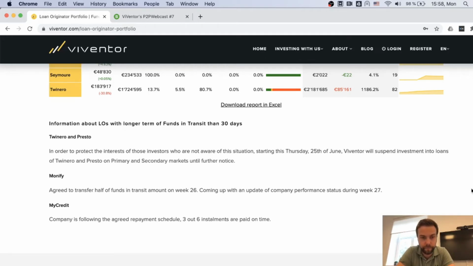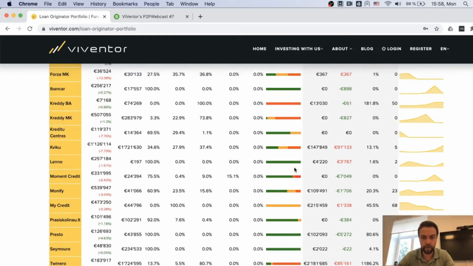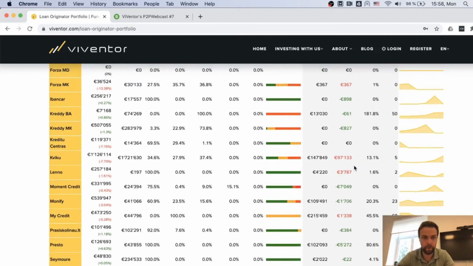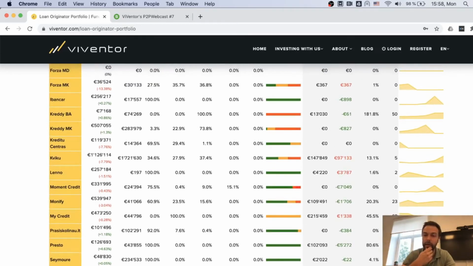So now, shortly about the loan originators who have longer funds in transit. So first of all, Twinero. Twinero currently has a lot of funds in transit.